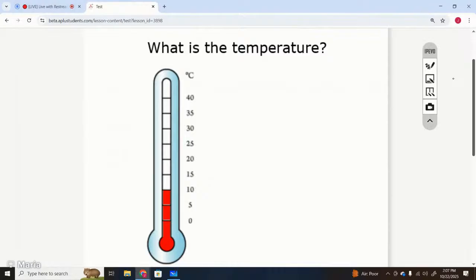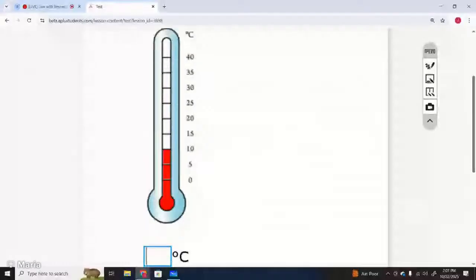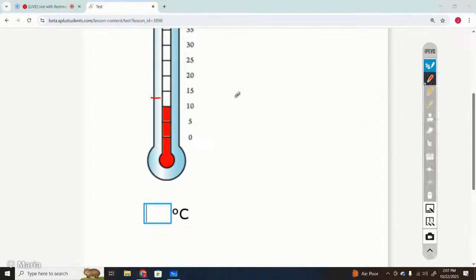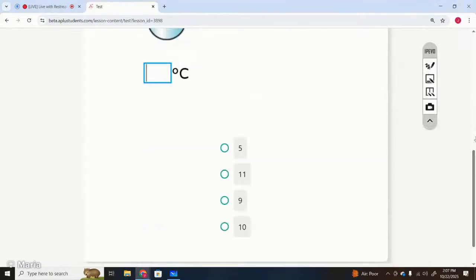What is the temperature? So the color is changing from red to white at 10 degrees C, right? You can match this line to the number, so it matches with 10. The correct option is 10 degrees C.